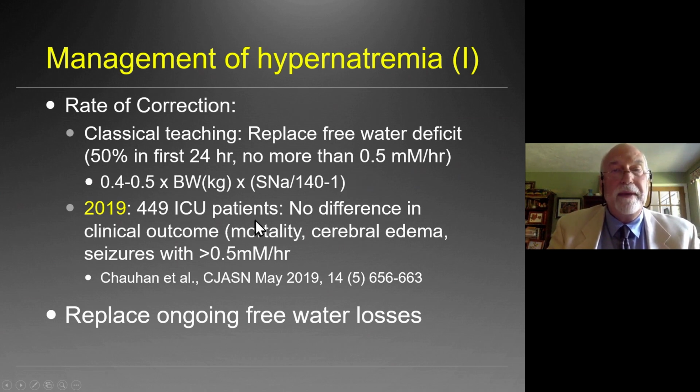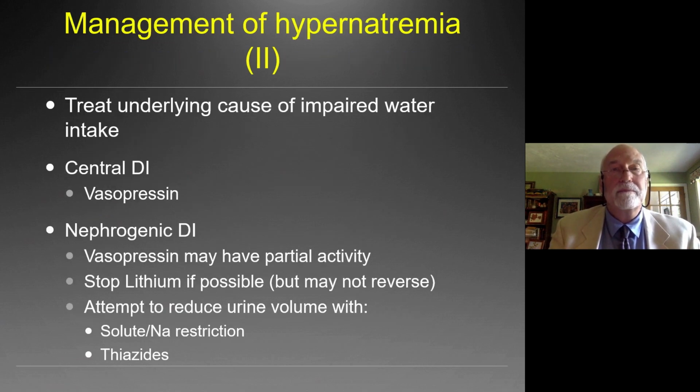A relatively recent paper published last year, however, showed that in about 450 ICU patients who were corrected with varying degrees and rates, there was really no difference in clinical outcomes such as mortality, cerebral edema, or seizures, even in those who were corrected more quickly. So unlike hyponatremia, where the rate of correction is really very important, it may be a little less important for managing hypernatremia. And of course, you want to calculate and replace those ongoing free water losses.